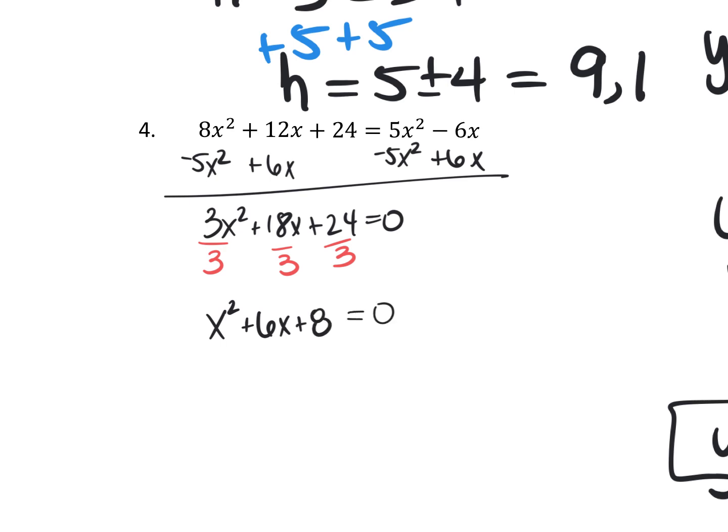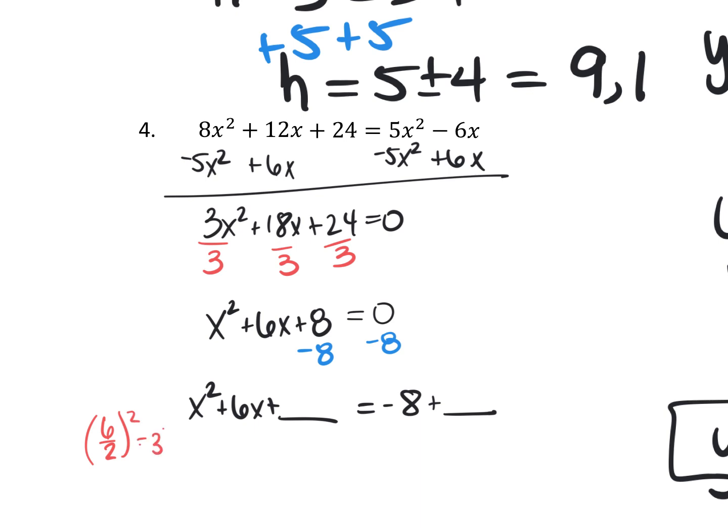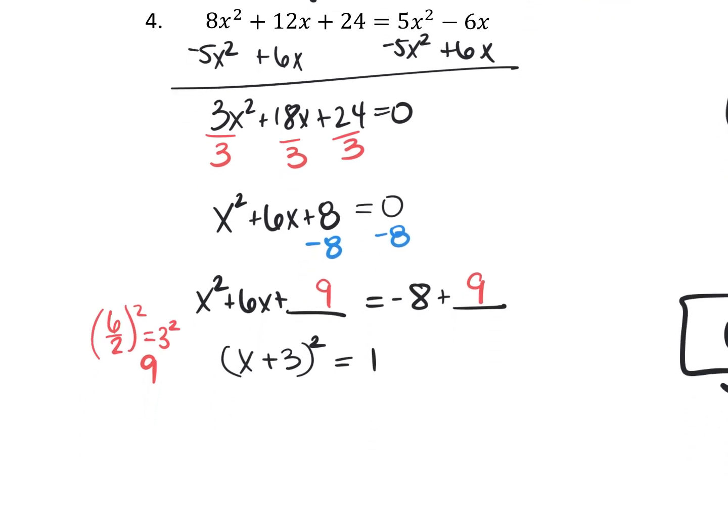Again, not a perfect square, so we're going to subtract the 8. We're going to move our c to the other side. x squared plus 6x plus something equals negative 8 plus something. That something will be our new c. 6 divided by 2 squared. 3 squared is 9, so my new c is 9. x squared plus 6x plus 9 factors to x plus 3 squared equals 1.